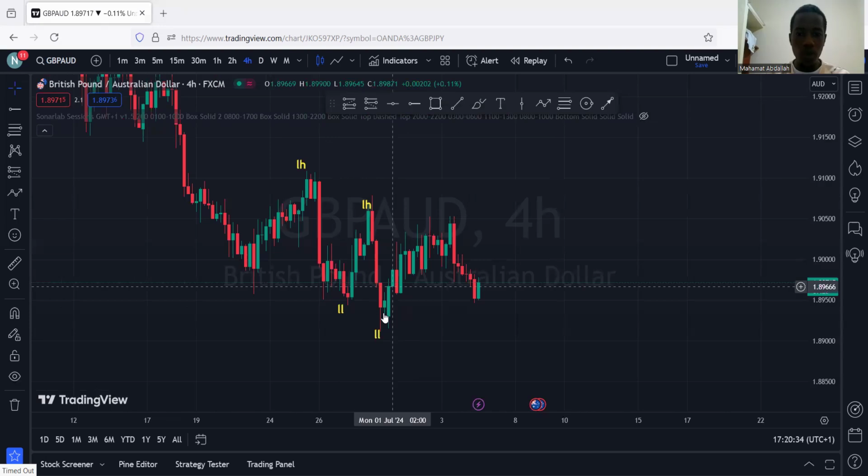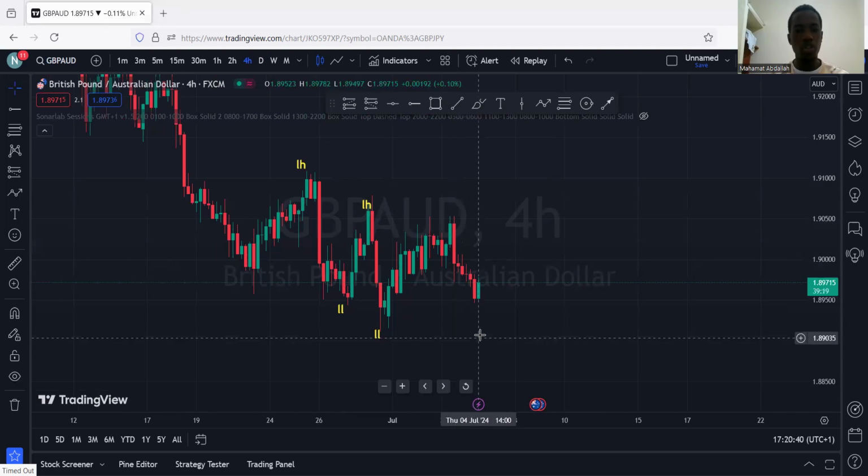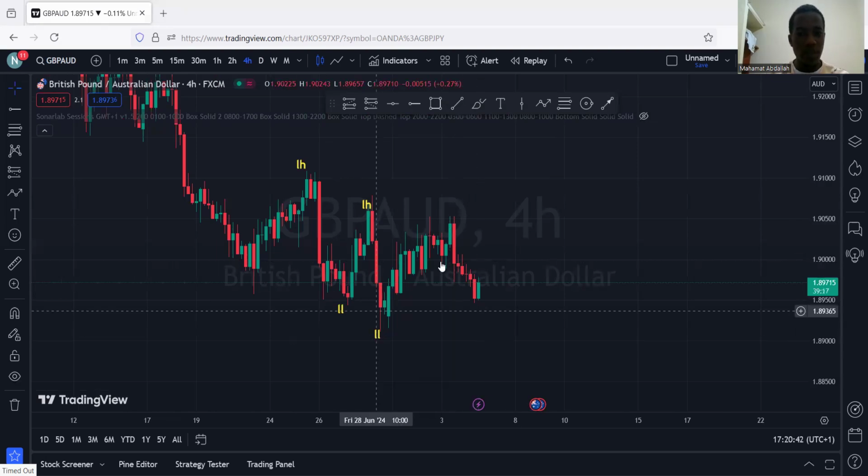Now we are waiting to see the manner in which the market is going to retrace here in order for us to take our sell position, right? We are waiting to see the manner in which the market is going to retrace in order for us to continue with our sell positions. So we look at what the market did. Look at what the market did here.